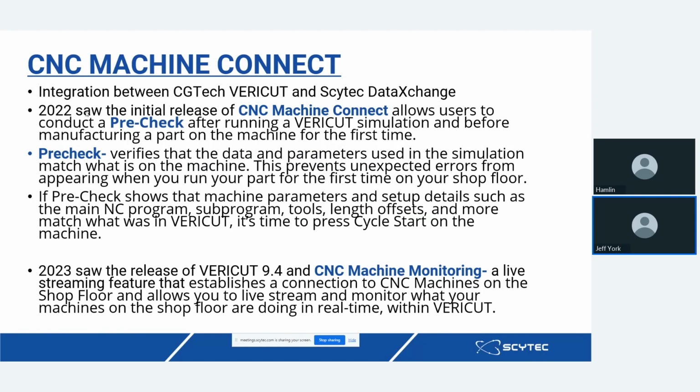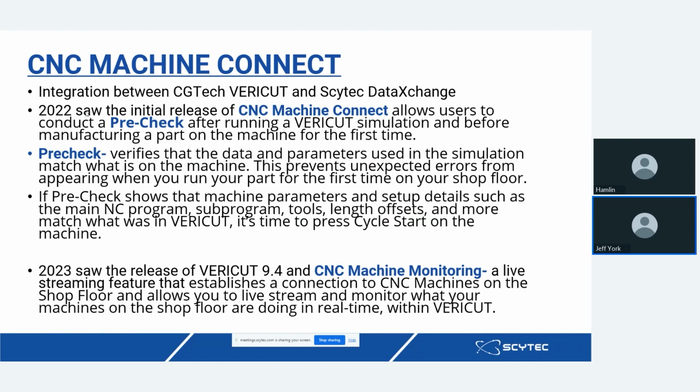This prevents any unexpected errors from appearing when you run your part for the first time out on your shop floor. And if pre-check shows that machine parameters and setup details, such as the main NC program, subprogram, tools, length offsets, and more, match what is in Vericut, then it's time to press the cycle start and you're good to go for running that part on the machine. So that was what was released last year inside of Vericut 9.3.